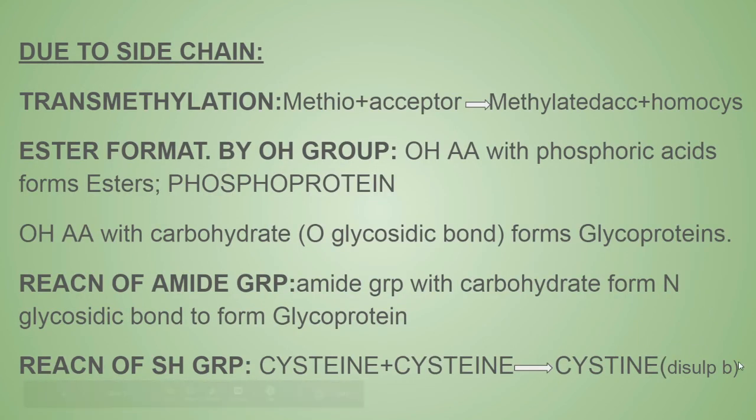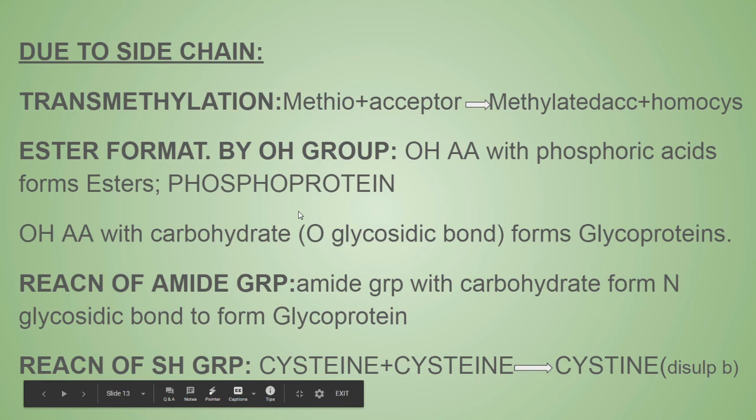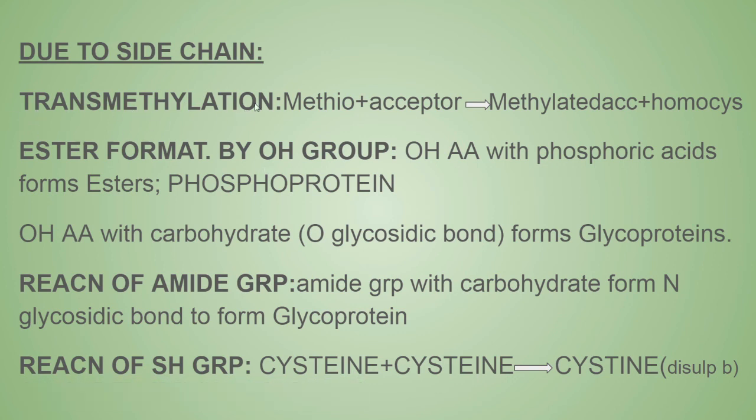Now the last is the reactions due to the side chain. First of all, we have transmethylation. What is transmethylation? The methyl group, or the CH3 group, of methionine over here. This is methionine. So the methyl group of the methionine, after activation, may be transferred to an acceptor, which becomes methylated. So methionine plus acceptor gives a methylated acceptor, and the rest is homocysteine.